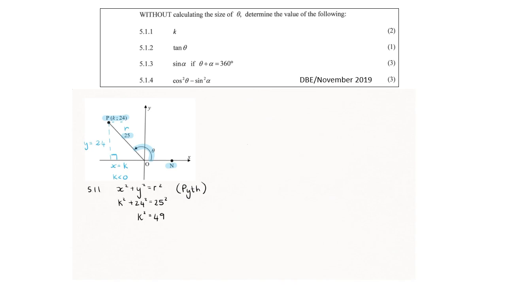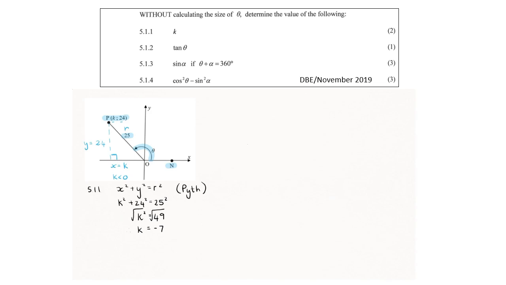And remember, a square root can be positive or negative. In this case, we are going to use the negative value since k is on the negative side of the x-axis. And that gives us then that k is equal to negative 7. This question counted 2 marks. You get 1 mark for the correct substitution into the theorem of Pythagoras, and then 1 mark for k equals negative 7.